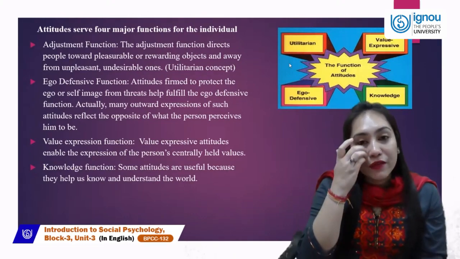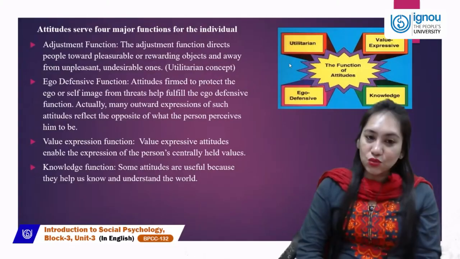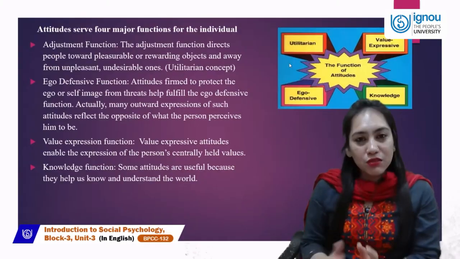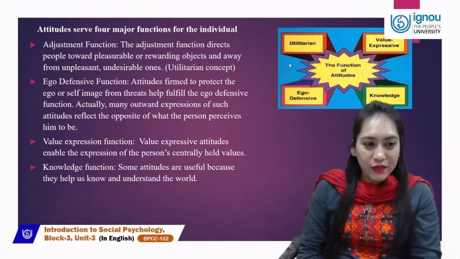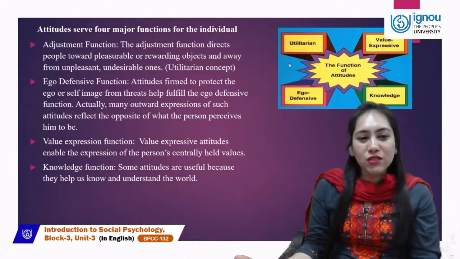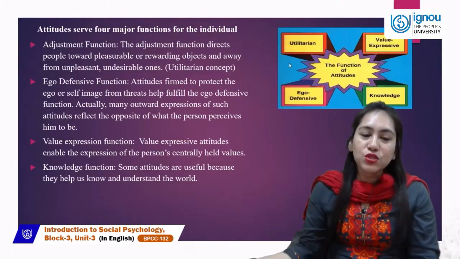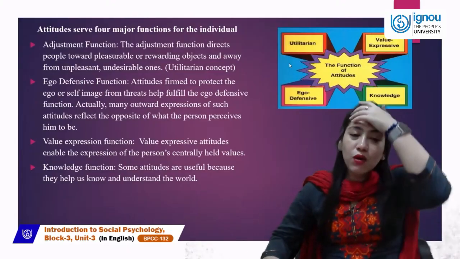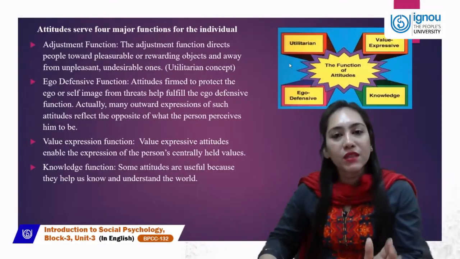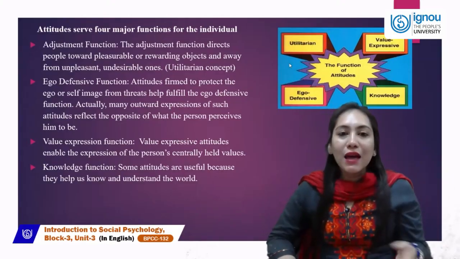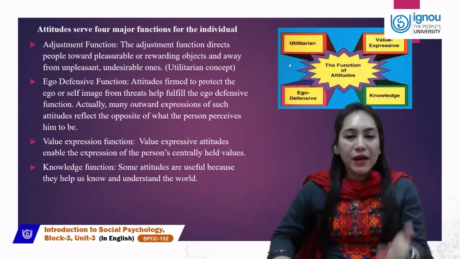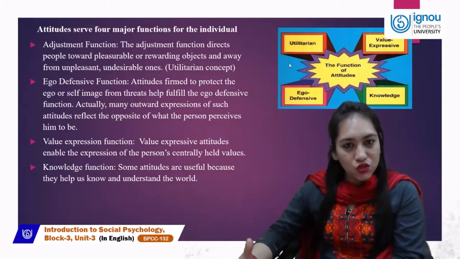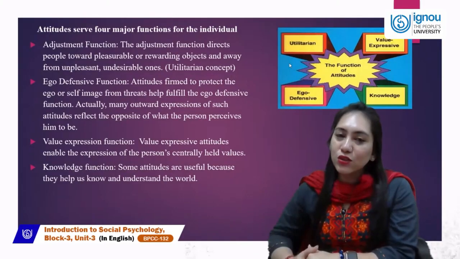Now we come to the ego defensive function, which suggests that attitudes are formed to protect at times your ego and your self-image. So at times attitudes are formed so that they protect you from threats and fulfill your ego defenses. Mostly it is said that many outward expressions of such attitudes reflect the opposite of what the person perceives. So at times you are behaving in a very different way than what you're holding as an attitude. Mostly having an attitude is to protect yourself from feeling embarrassed or feeling unknown or feeling unaware. So it's protecting your self-image of not knowing anything. So that's the ego defensive function.